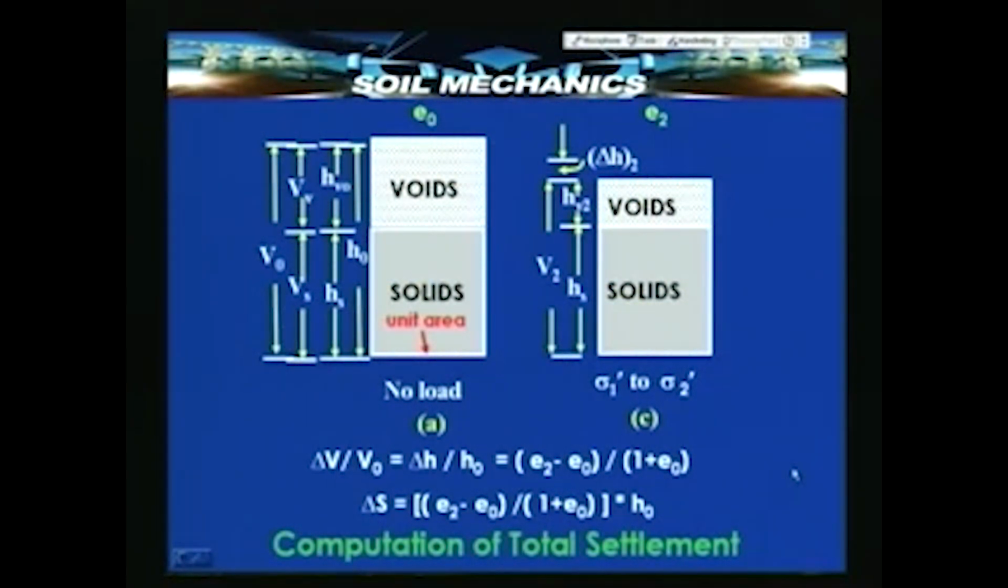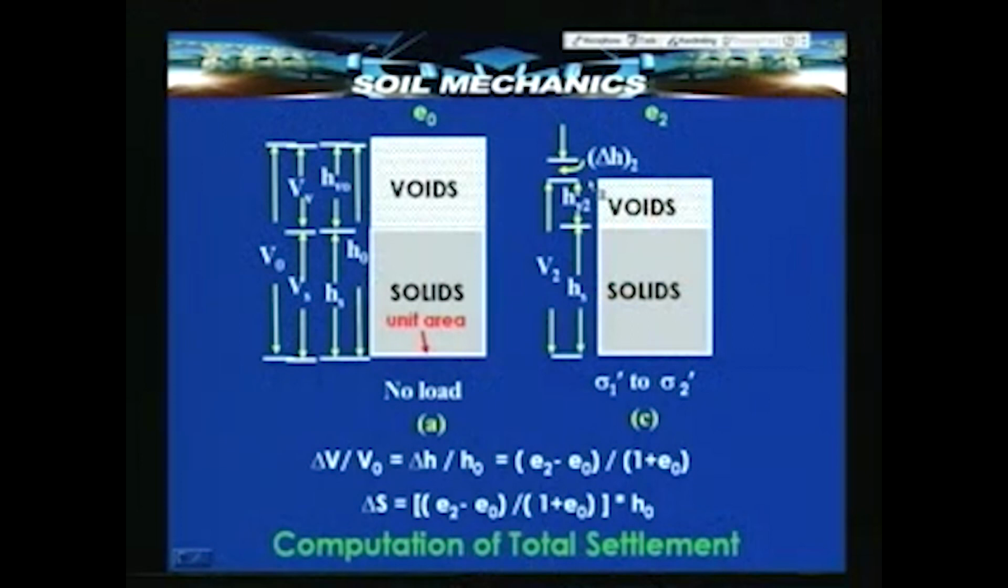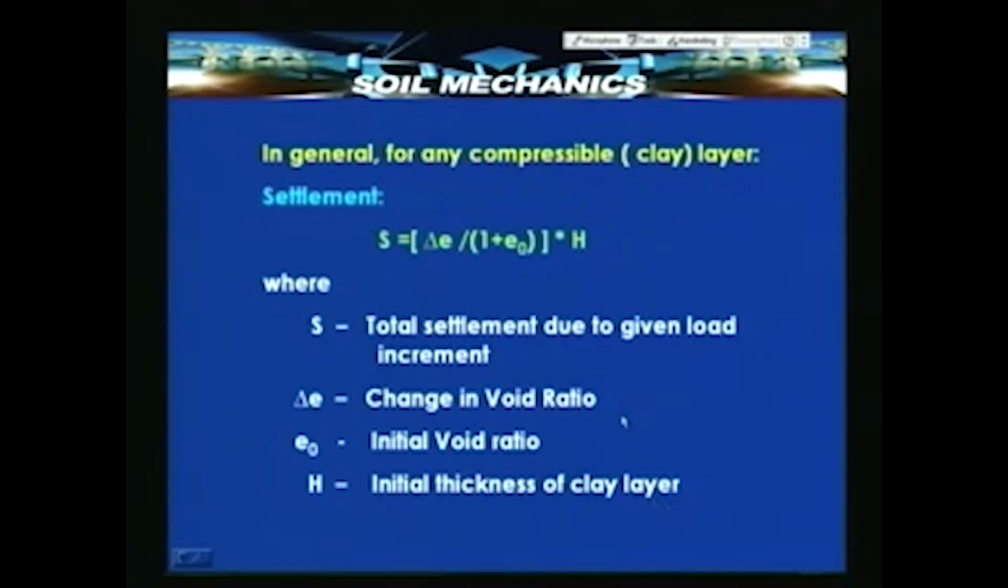This means it is equal to delta E upon 1 plus E 0, E 1 minus E 2 or E 2 minus E 0 upon 1 plus E 0, or the change in thickness, which is nothing but the settlement, which I may express as, say, delta S. It is nothing but the change in void ratio divided by the original void ratio term 1 plus E 0 multiplied by the original thickness H 0. Okay. So, now further we can generalize this expression as S is equal to change in void ratio by original volume, which is 1 plus E 0, multiplied by the original thickness of the original clay layer.